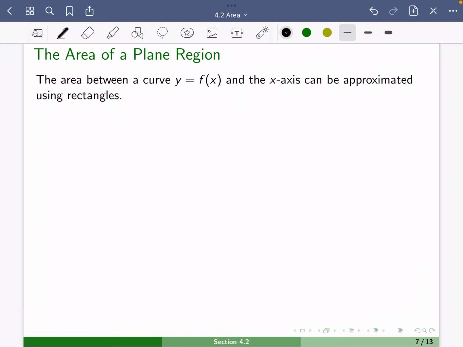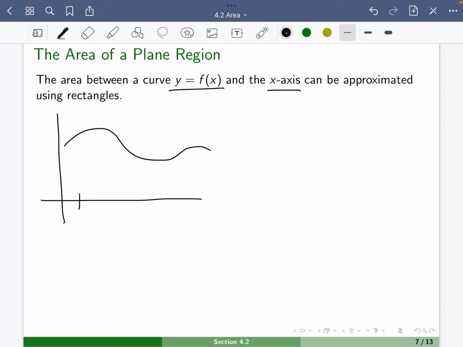In this video, we're going to take a look at the area of a plane region. What we're going to look at in particular is if we have a curve, y equals f of x, and the x-axis, and we want to know the area between those, we can use some rectangles to approximate that area. So let's look at just some random function f of x. So this is my function f of x.